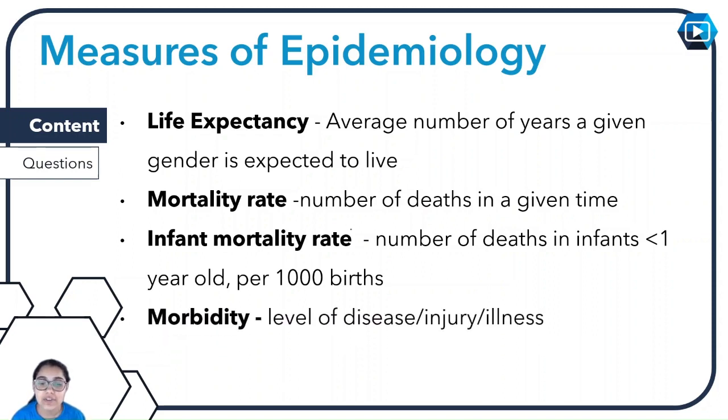Morbidity is the level of disease, injury, or illness within a population. And so therefore the 2 measures for morbidity are prevalence and incidence. Prevalence is a total number of diseases, or number of cases rather, and incidence is the new number of cases that are being documented.